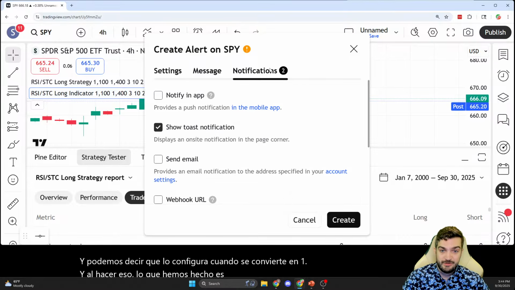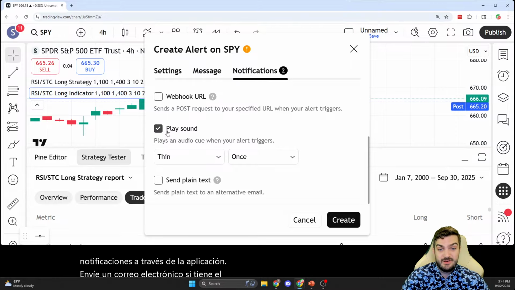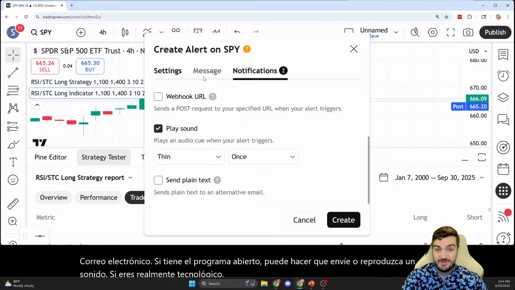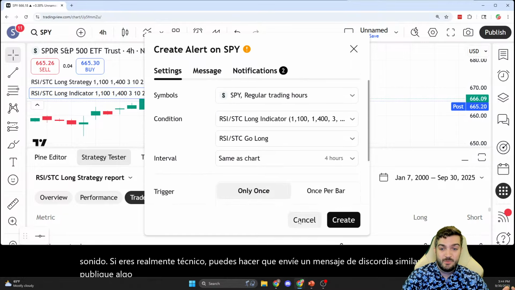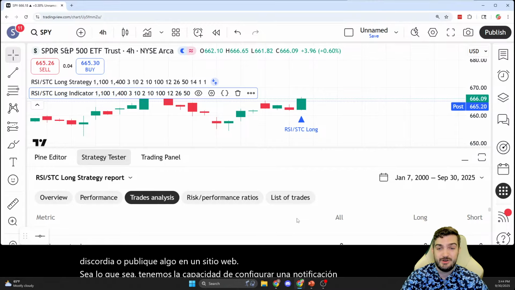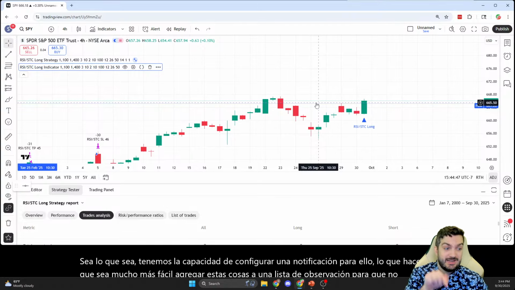So we get notified via app, email. If you have the program open, you can have it send or play a sound. If you're really techie, you can have it send a Discord message or post something to a website. Whatever it is, we have the ability to set a notification for it, making it a lot easier to add these things to a watch list. So we're not staring at this one chart hoping it does something.